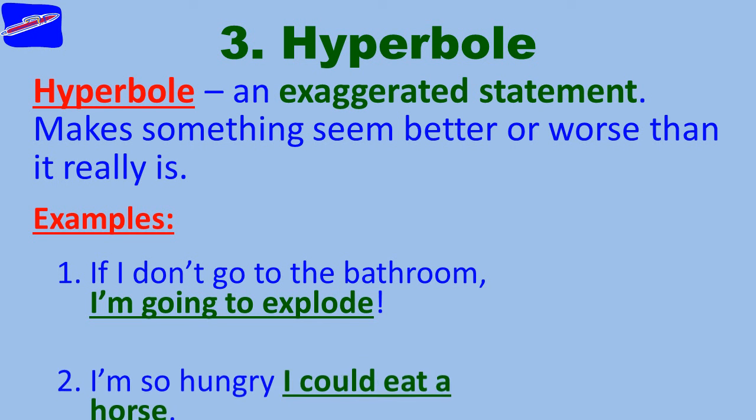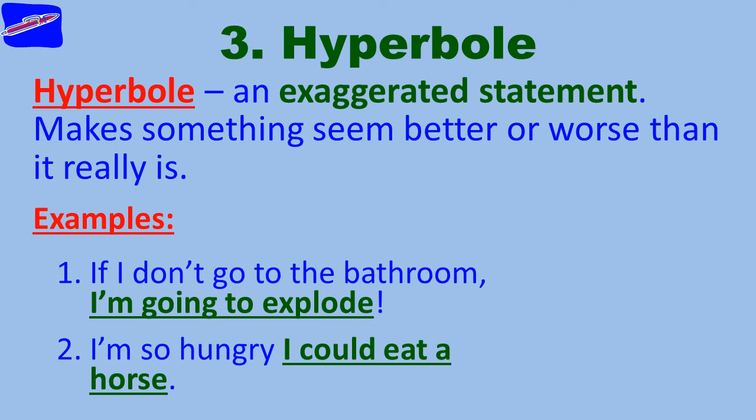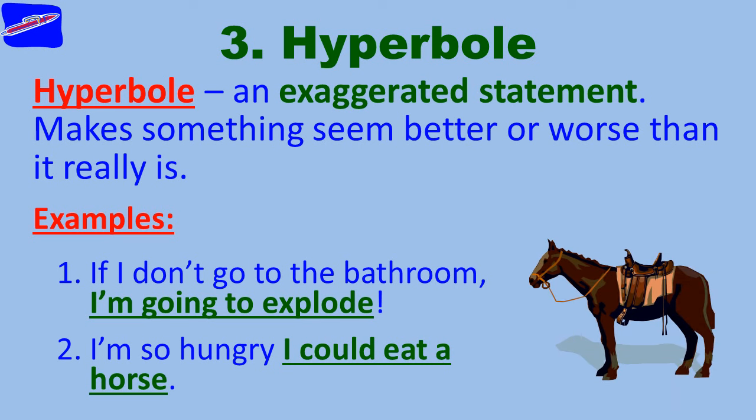Our other example of a hyperbole, I'm so hungry I could eat a horse. Now, when we say that, that does not literally mean that I can eat an entire horse. If I could, that'd be a little strange, and I don't think horses taste very good. But usually when people say it, they're trying to make a point. They're trying to say how hungry they are by exaggerating with a statement like, I could eat a horse.